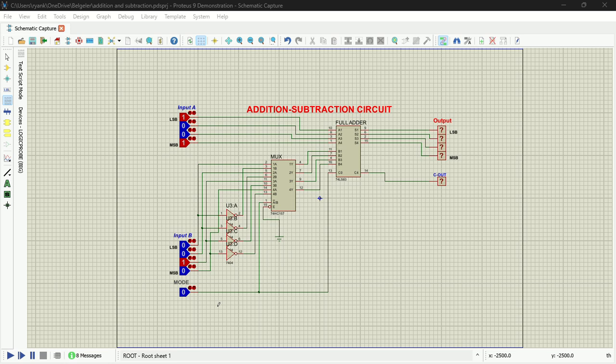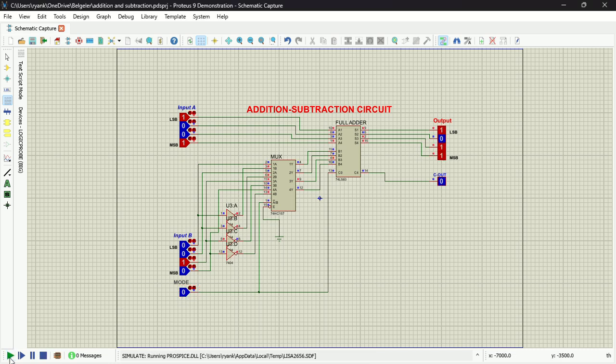When the mode is set to 0, it indicates that this is an addition operation. And when the mode is set to 1, it indicates that this is a subtraction operation. Let me just try to illustrate with an example. Right here at input A, we have 1, 0, 0, 1, which is 9. Then here we have 0, 1, 0, 0, which is 4. Since the mode is set to 0, that means we have an addition operation. So 9 plus 4 should give me 13.